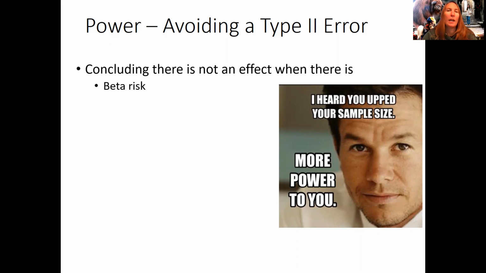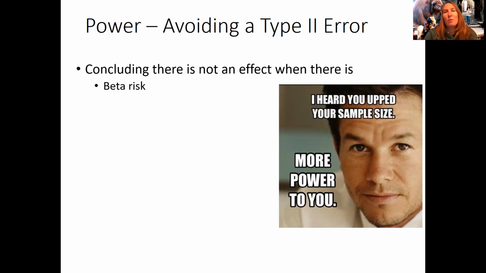You can kind of think about it as the opposite. I'll show you the equation. It's like the inverse of it. So the more powerful your experiment, the better able you are to avoid a type 2 error.